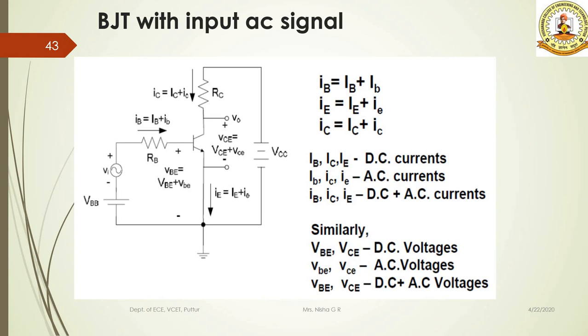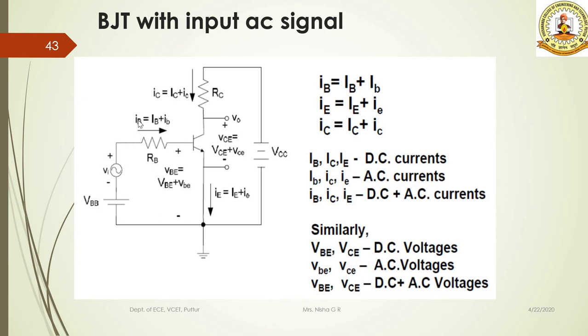So this is a figure which is included with the input AC signal. It is indicated as VI here, and we have provided the biasing voltage VBB to the emitter base, and to the collector base we have provided the bias voltage of VCC. So here the current IB flows because of the AC component as well as because of the DC component.